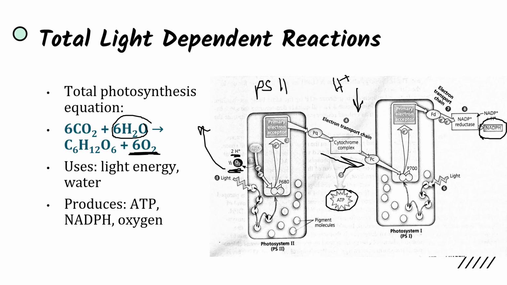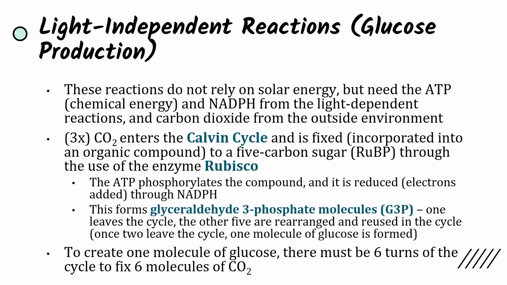Now it's time to go on to the second half of photosynthesis, the light-independent reactions. So, light-independent reactions. This is the part of photosynthesis that actually produces the glucose, the food. These reactions do not rely on solar energy, but require the ATP, the chemical energy, and the NADPH from the light-dependent reactions, as well as carbon dioxide from the outside environment, taking our last reactant from the overall photosynthesis equation.